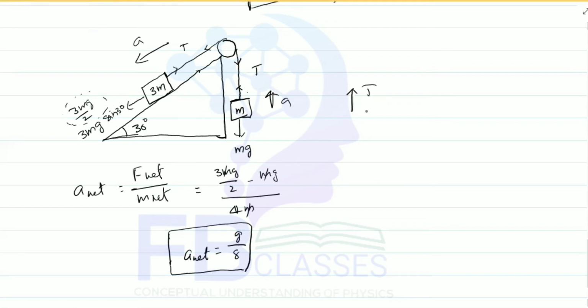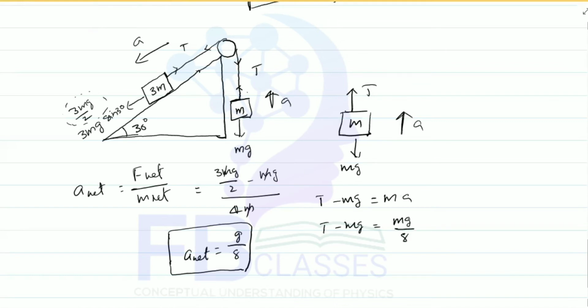Now for the tension, I am going to draw the free body diagram for the m block. Upward is T and downward is mg. The acceleration is in the upward direction, so T is greater, that's why T minus mg is equal to ma. How much is a? We already found it, that is g by 8. So T minus mg is equal to mg by 8. So now T is equal to how much, my dear? mg by 8 plus mg. Yes or no?